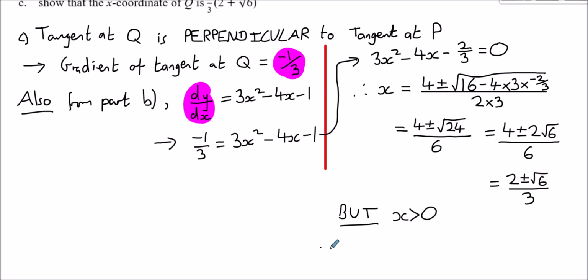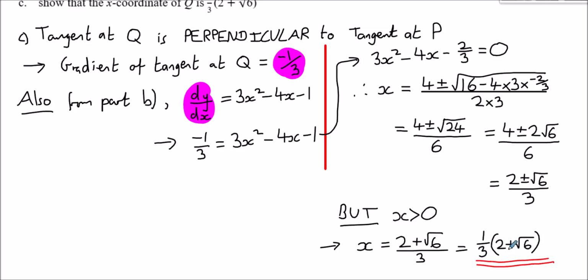So the solution is just 2 plus root 6 over 3, which you can rewrite as simply 1/3, taking out the denominator, 2 plus root 6, as required. So a bit of a meatier question, but hopefully, as you see, if we take it step by step and don't get too flustered or panicked, we can crack these as well.